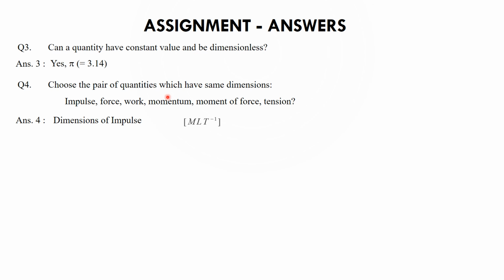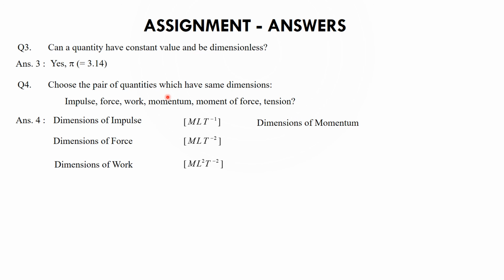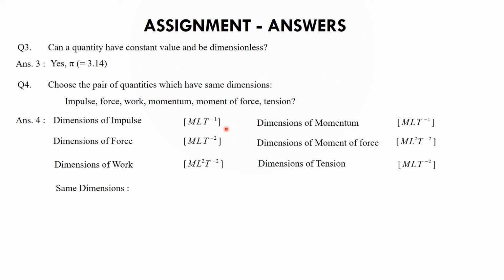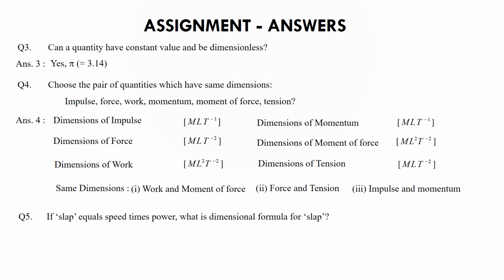From the pairs we have to find out which have the same dimensions. Let's find out. Dimensions of impulse MLT⁻¹, force MLT⁻², work ML²T⁻², momentum MLT⁻¹, moment of force ML²T⁻², tension MLT⁻². Can you see these two have the same dimension? Then work and moment of force have the same dimension, force and tension have the same dimensions. So we found all three pairs.